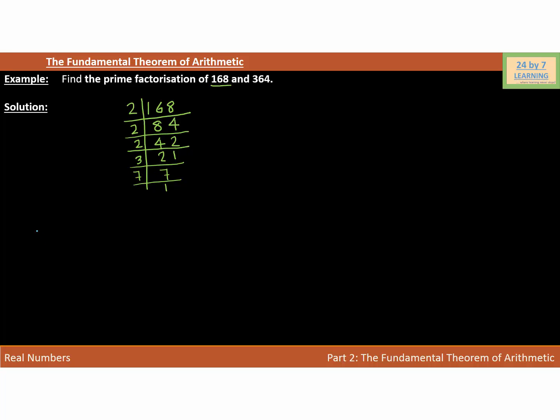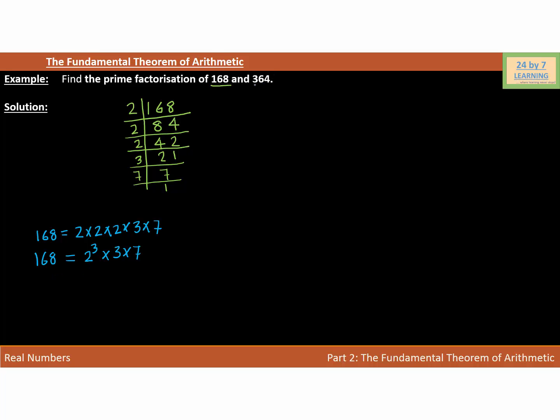So I can write the factor of 168 as 2 times 2 times 2 times 3 times 7. So as you can see, I have three 2's. So if I simplify further, I will write 2 to the power 3 times 3 times 7. And this is the prime factorization of 168.